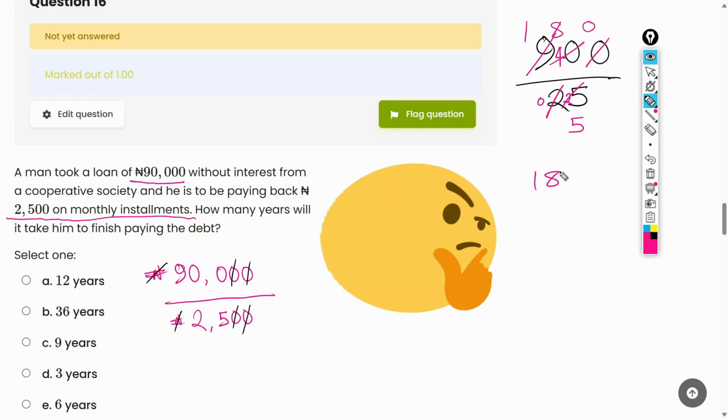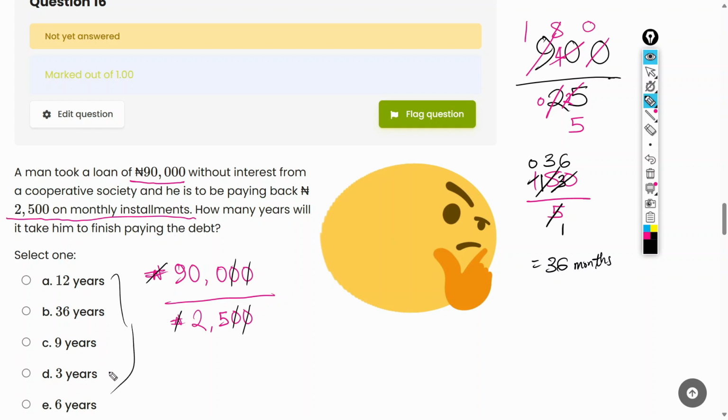That leaves us with 180 divided by 5. 5 into 5 is 1. 5 into 1 is 0, carry 1. 5 into 18 is 3, remainder 3, that's 30. 5 into 30 is 6. So this will be 36. So if he pays 2,500 naira every month, for him to pay back 90,000, he will keep paying for 36 months. And we do not see 36 months here.